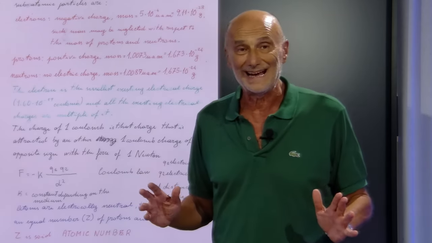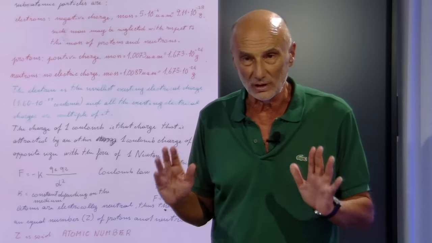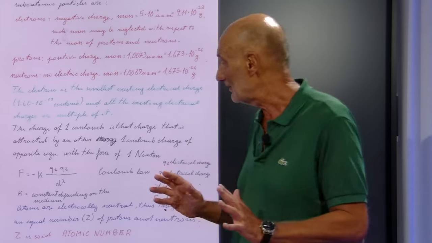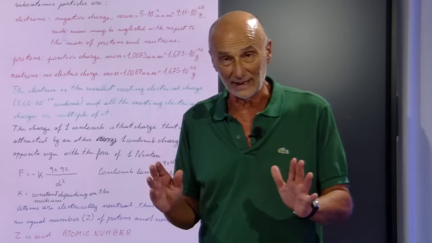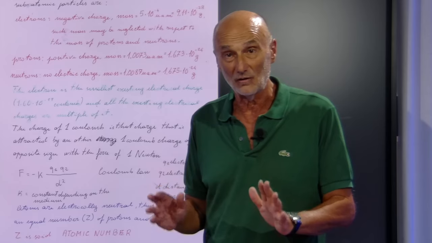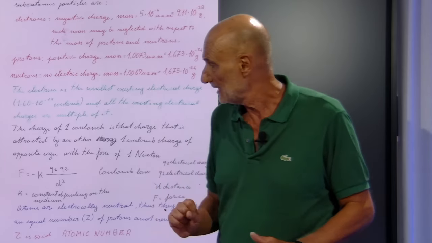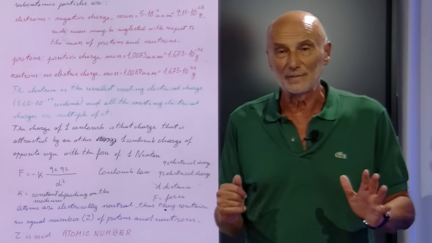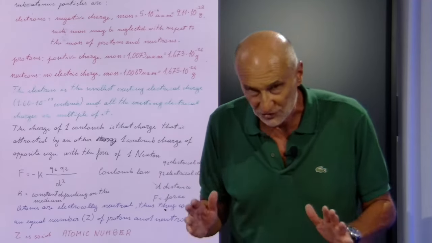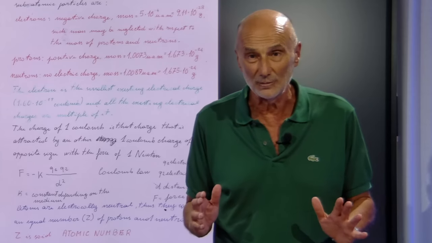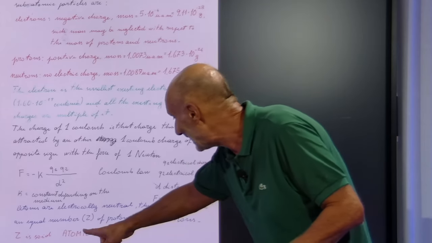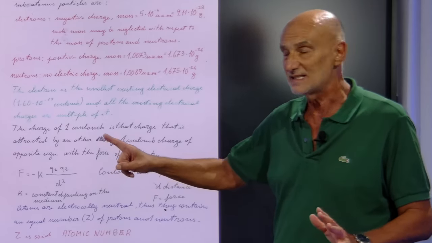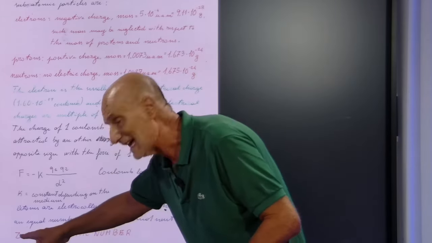Well, the atoms are electrically neutral, which means that in 1 atom you have the same number of electrons and the same number of protons. Okay? And this number of electrons or this number of protons that are present in 1 atom is called the atomic number, and the atomic number is denoted by the letter Z.